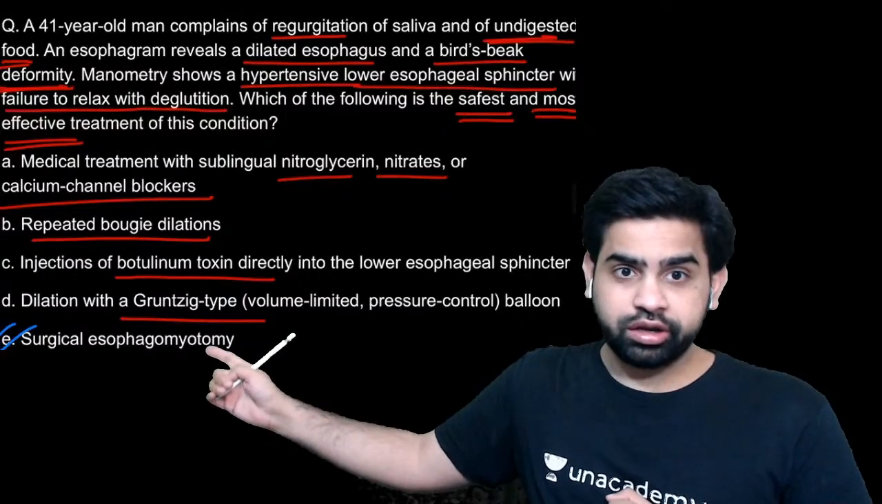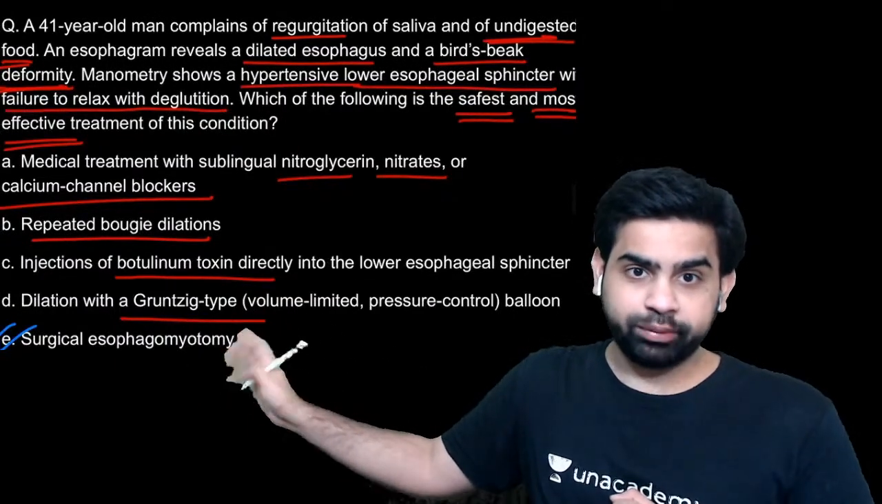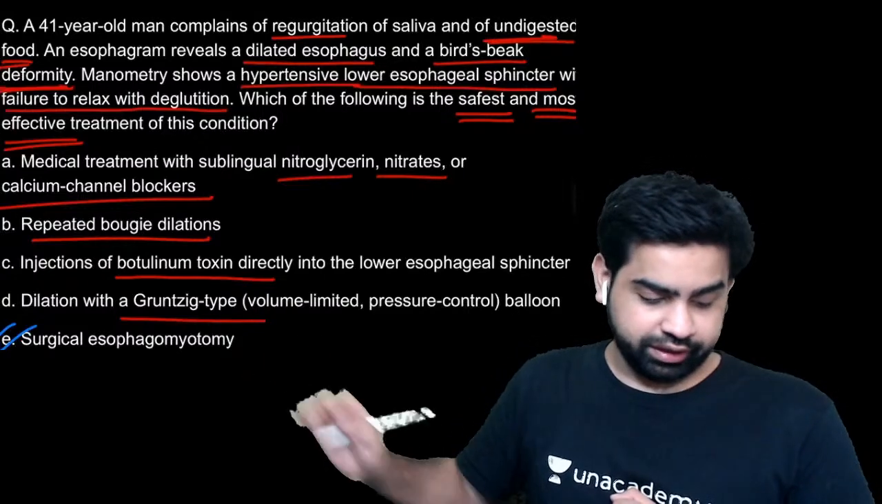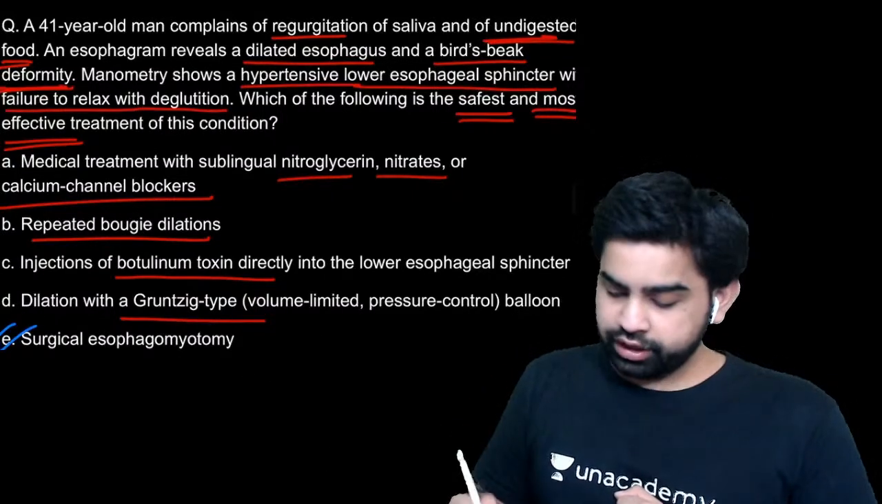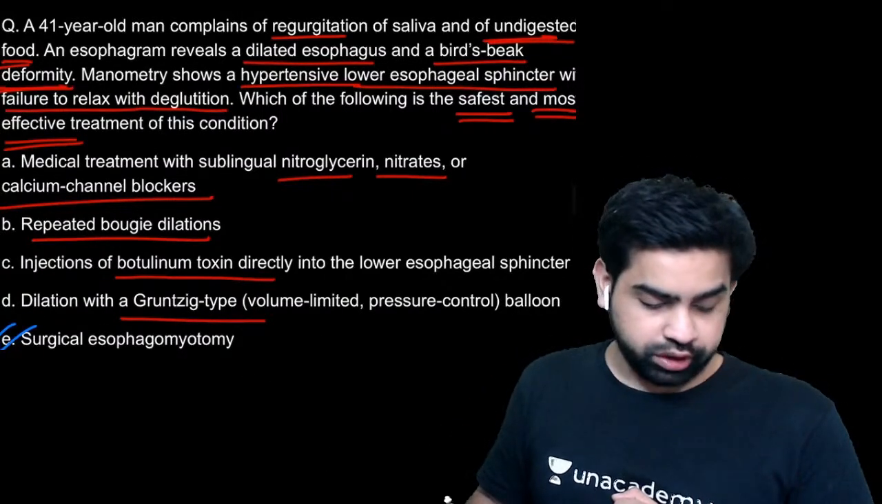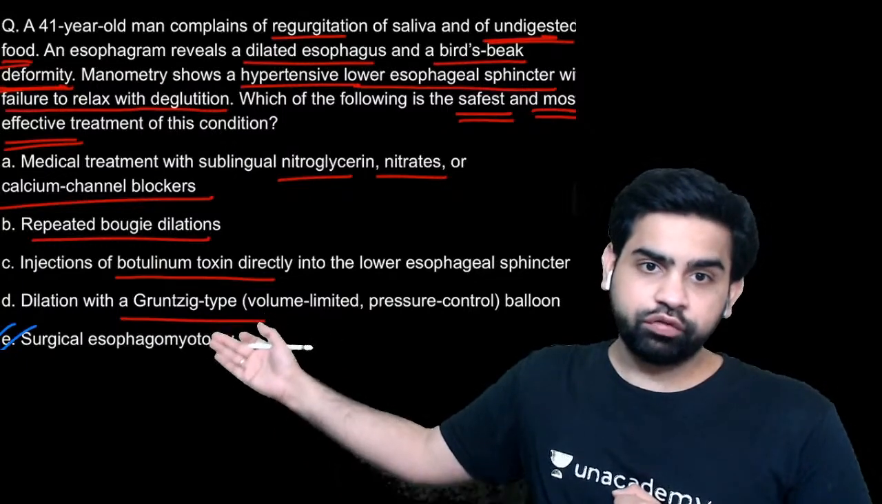What is the answer? Answer is E. That is a surgical esophagomyotomy. That is the correct answer. Do you get this? No, no, no, no. Shivshankar, it is not C. No. Botulinum toxin, no. The answer is surgical esophagomyotomy. Okay. So now let me just walk you through the treatment options for the achalasia cardia.